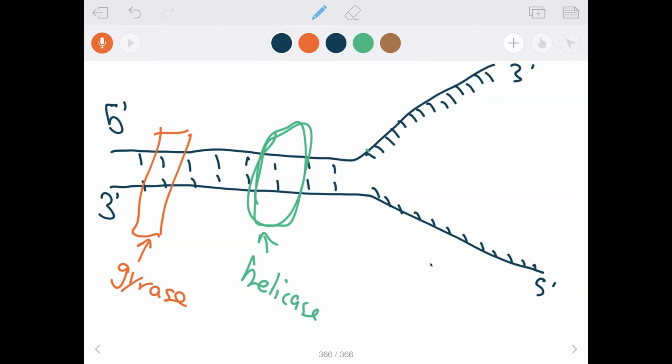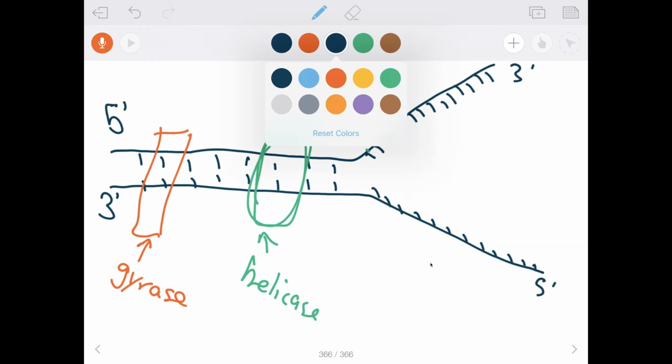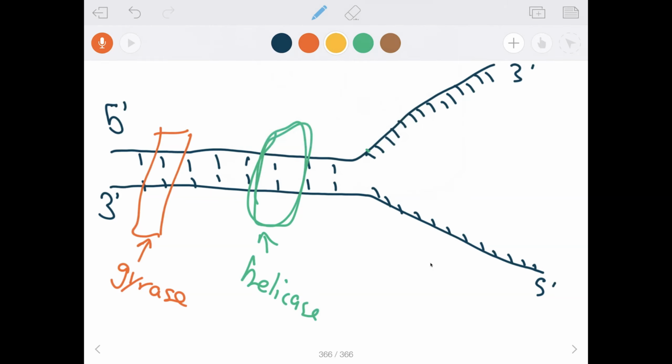Now, a problem here. DNA dislikes very much being separated. It does not like being open like this. So there are these proteins that will attach to the outside of the strands called SSBPs.